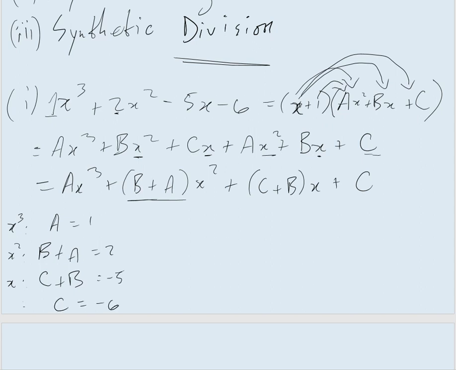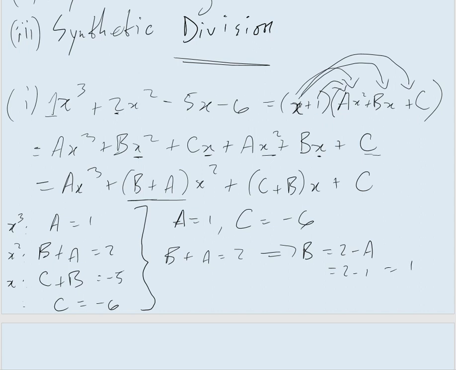So if you look at this here, we already have two of our three missing variables. We've got a is equal to 1, and we've got c is equal to negative 6. So we just need to solve for b, and we can take any of them. So b plus a is equal to 2. This means b is equal to 2 minus a, and a is 1, so this is 2 minus 1, which is equal to 1, so b is 1. So I'll just write it here, therefore b is 1.